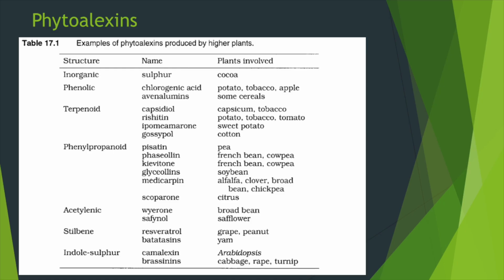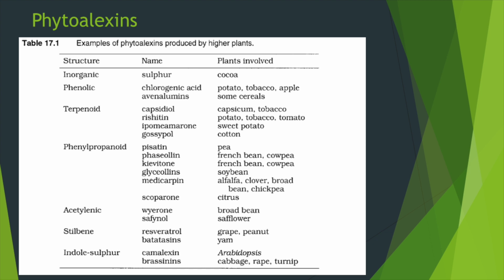So, these are some examples of phytoalexins. I already mentioned phytoalexins are produced only under pathogen attack. Only under pathogen entry are phytoalexins produced. The inorganic phytoalexin example is sulfur, and basically it is produced in cocoa plants. Phenolic phytoalexin examples are chlorogenic acid and avenanthramides, mostly produced in potato, tobacco, apple, and some cereals.